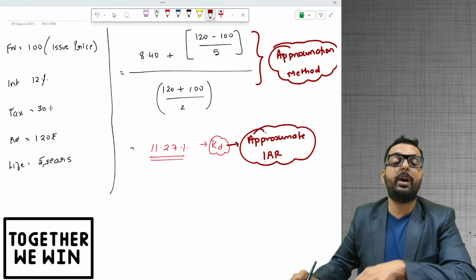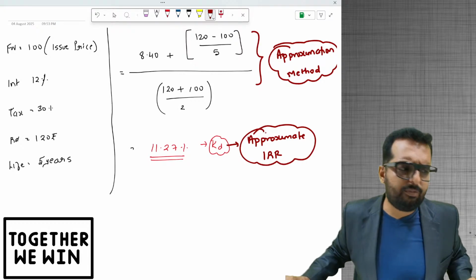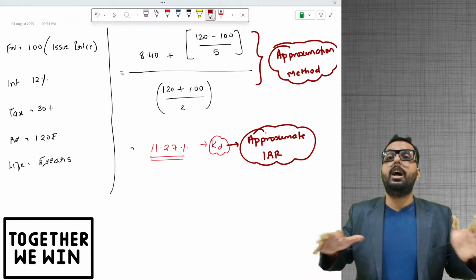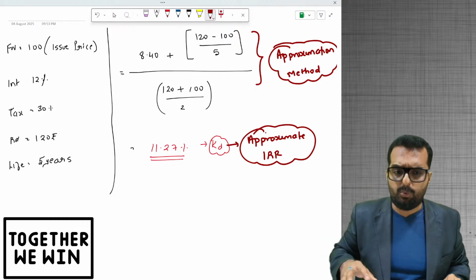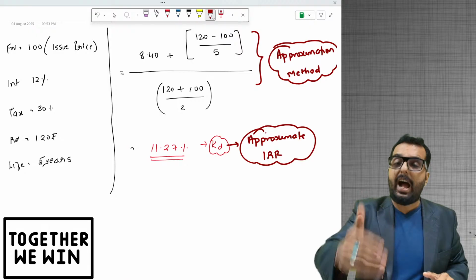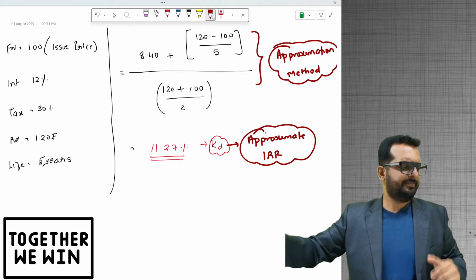Keeping this, I can go and work out the actual IRR, friends. I'll do one thing. I'll give you 1 minute time. Just scribble down this quickly. Understand till here, because now I will show you that 11.27% is actually going to be the actual IRR also.